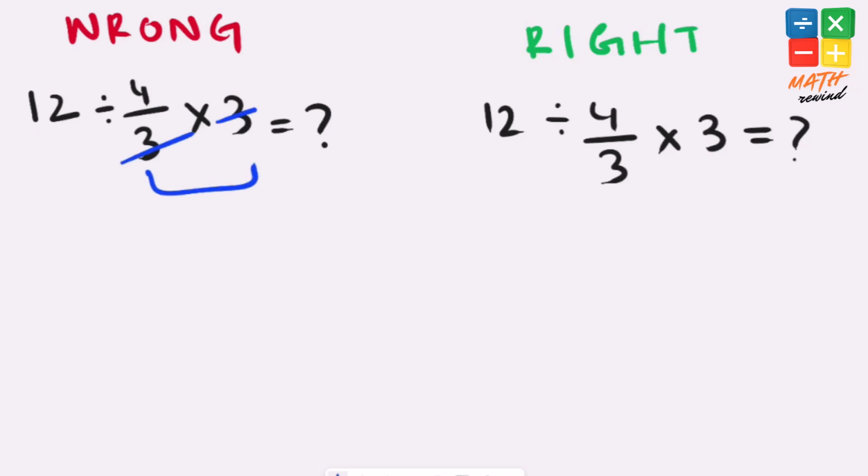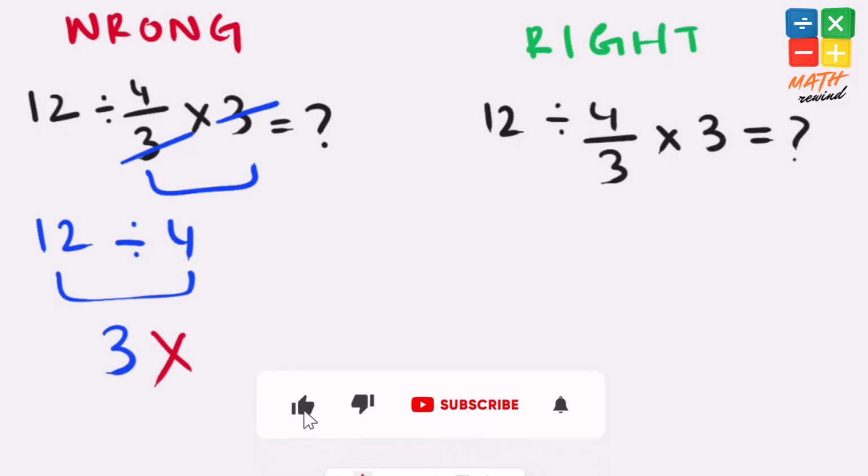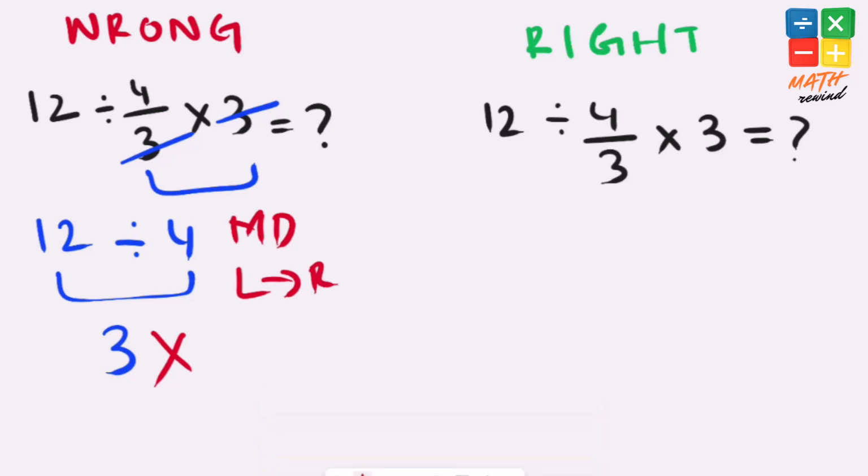3 and 3 cancel each other out. 12 divided by 4 gives us 3. But this answer is not right, because according to the order of operations, if you have multiplication and division present in an expression, you must work from left to right to solve them.